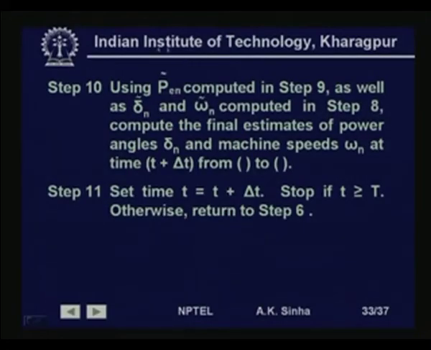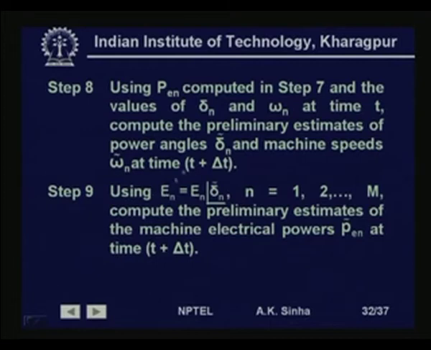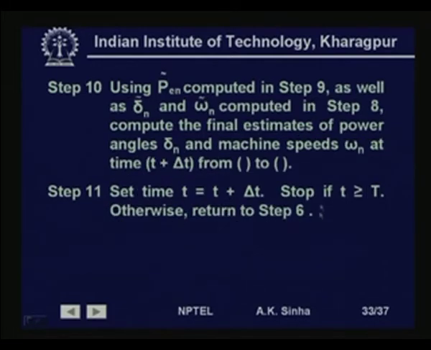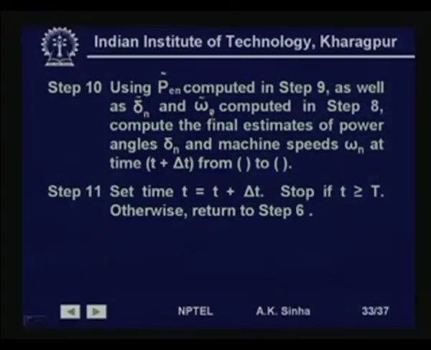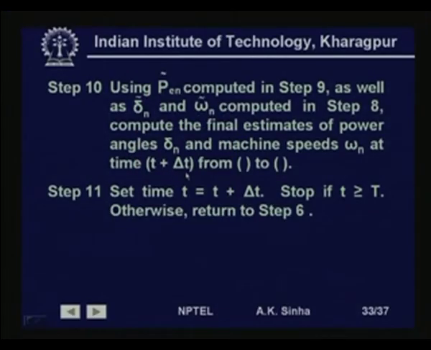So, using this value, we will calculate E again at this point, that is delta n, and we will get the electrical power output here, which is the preliminary estimate. Using this, we will again find out the accelerating power, and thereby we will find out delta n hat and omega n hat. Then using the modified Euler method we will take the two slopes and take the average of that, and then we will get the value of delta and omega at time t plus delta t.